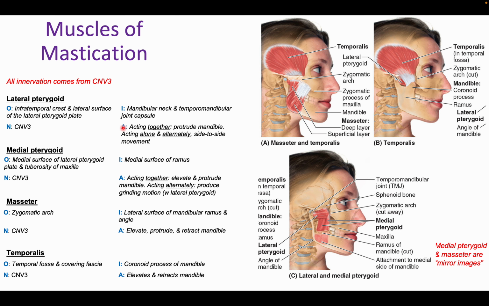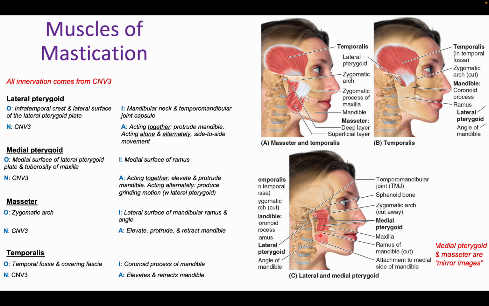And so briefly to go through these, our lateral pterygoid is going to have 2 heads, and it's going to originate from the infratemporal crest and the lateral surface of the lateral pterygoid plate. It's going to insert on the mandibular neck and temporomandibular joint capsule. And so you can imagine, originate here, insert here. If we're pulling back, then acting together on both sides, it's going to protrude the mandible forward. If we act alone, so just one muscle at a time, then it's going to move the mandible out to the side. And if you do it alternating from side to side.